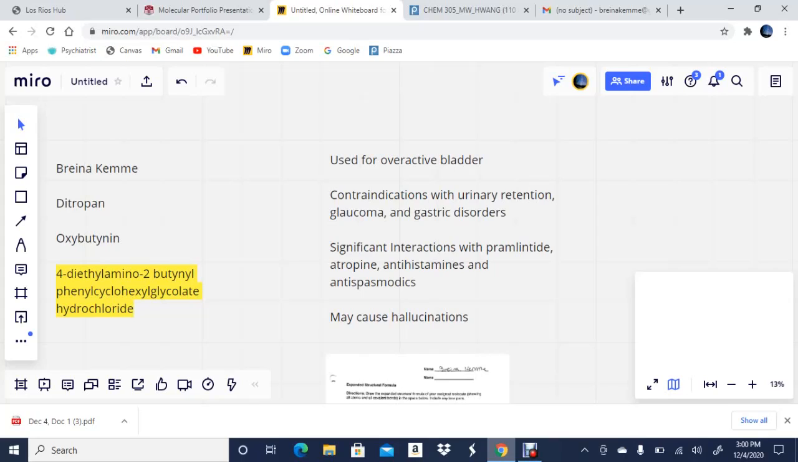Some reasons why you wouldn't take this medication is if you have urinary retention, glaucoma, or gastric disorders, especially motility gastric disorders. Ditropan can have some significant interactions with pramlintide, atropine, antihistamines, and antispasmodics.